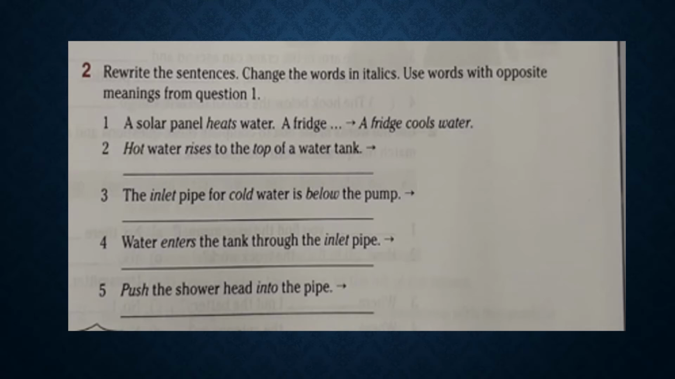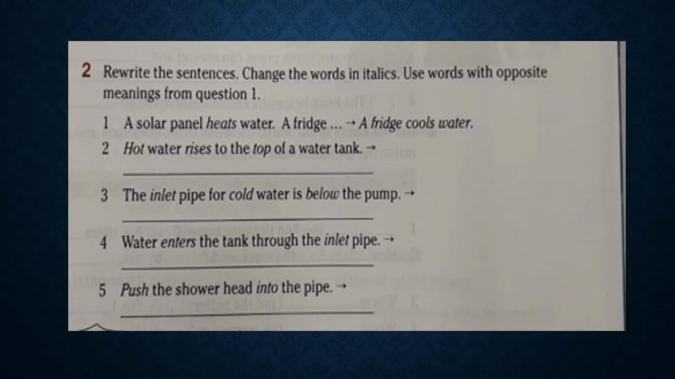Okay, now let's move to exercise 2 on the same page, page 24 in the workbook. What we need to do is to rewrite the sentences, change the words in italics, use words with opposite meanings from question 1. So what we did in question 1 will help us answer this exercise.